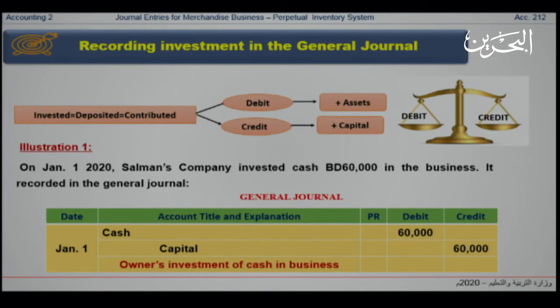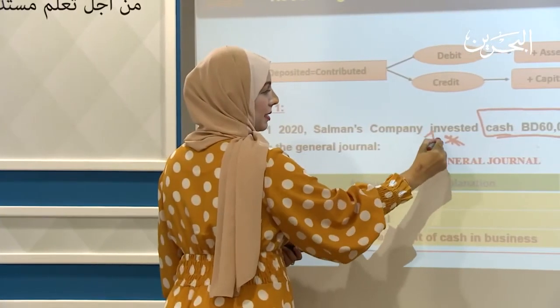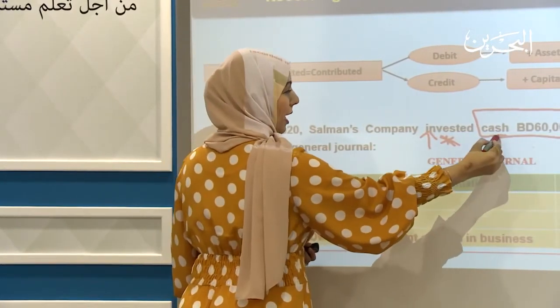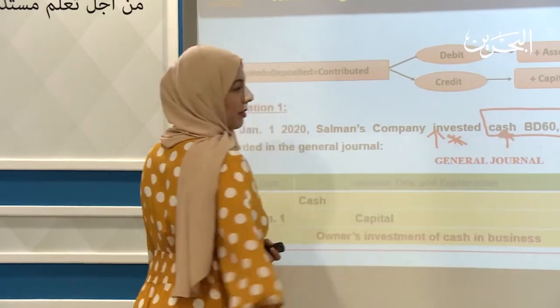Let us take a look at recording an investment in the general journal. By our example, we will see how the investment is recorded. On January 1st, 2020, Salman Company invests cash of 60,000 in the business. How can we record this transaction in our general journal? If I invest, the capital will be affected and it will increase. And I invest by cash, so the cash also will increase.